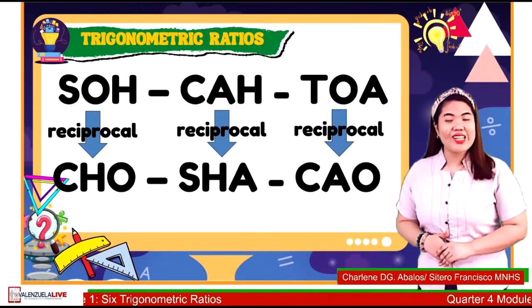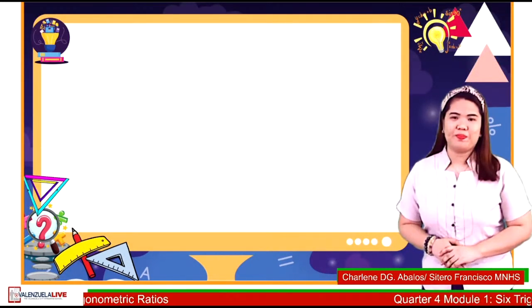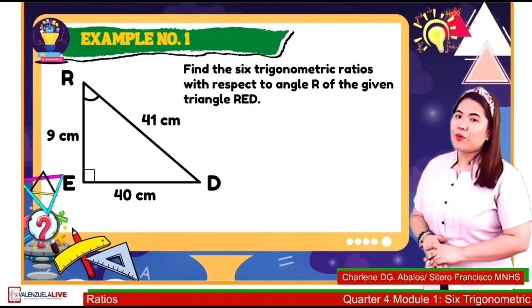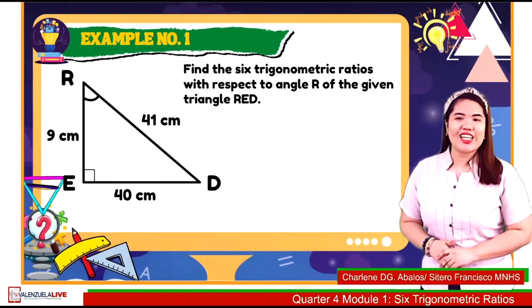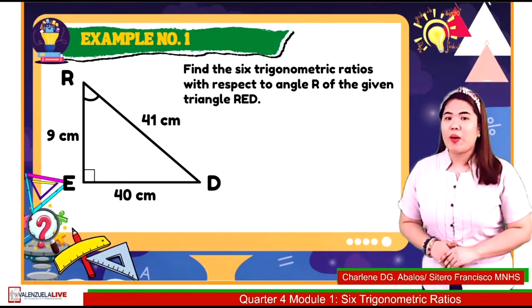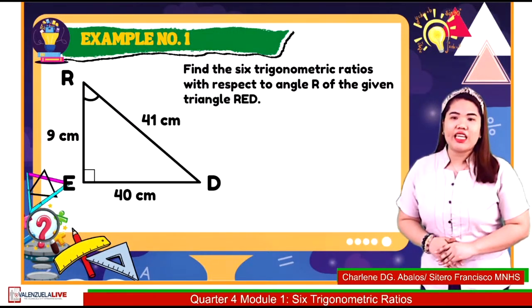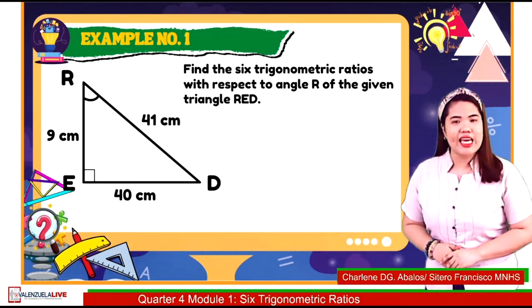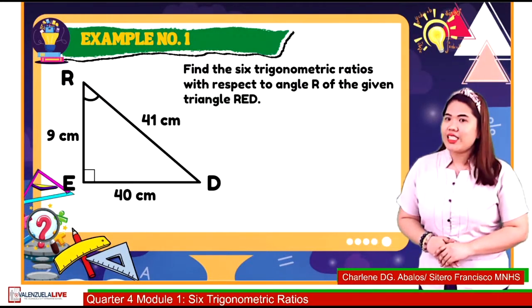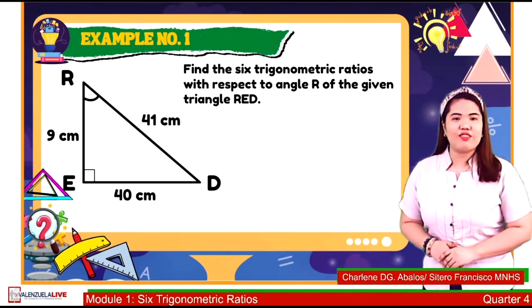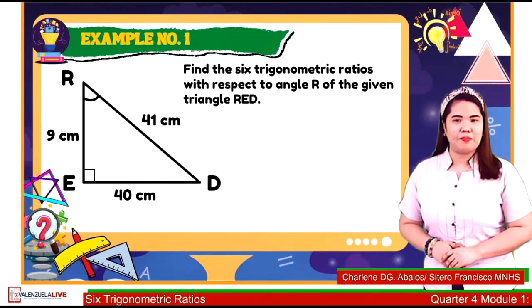Let's apply this using our examples. Example number 1: find the 6 trigonometric ratios with respect to angle R of the given triangle RED. First, let's identify the lengths of the sides of the right triangle.